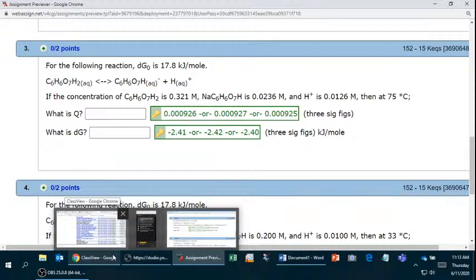So let me write this up really quick. 0.321 molar C6H7OH, 0.0236 molar C6H7O7H, and 0.0126 molar H plus, and your reference delta G is 17.8 kilojoules per mole, and the temperature here is 75 degrees C.